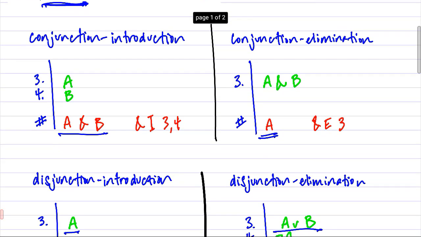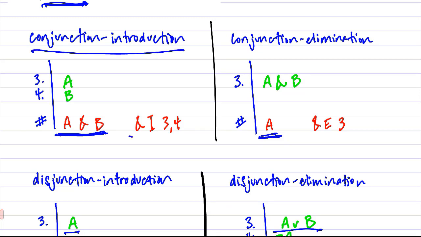Also, when you do this, you need to explain or state how it is you got whatever you've put on this new line. So if we have A and B on 2 separate lines somewhere in our proof, and we put A and B on a new line, we need to indicate what rule we use to do that. And of course, we're using the conjunction introduction rule, and we cite that by putting ampersand I for and introduction, or conjunction introduction, and the numbers for the lines where the A and the B are. So in this case, 3 and 4.